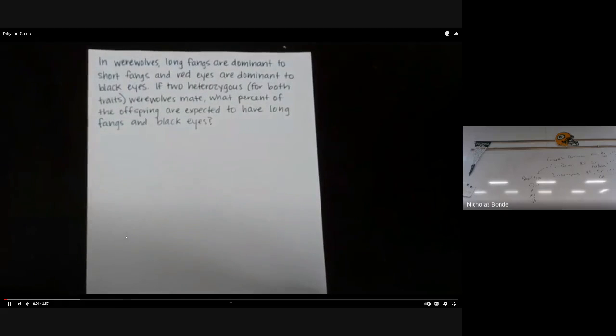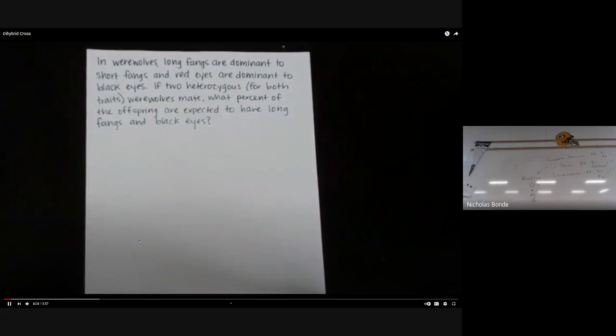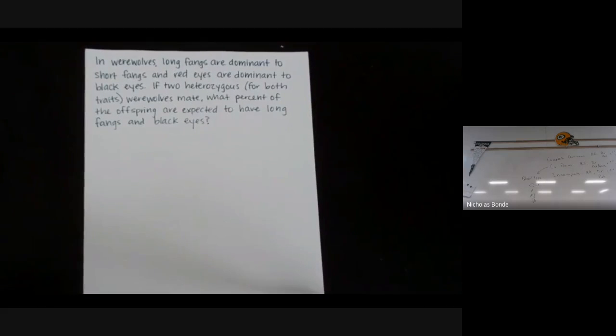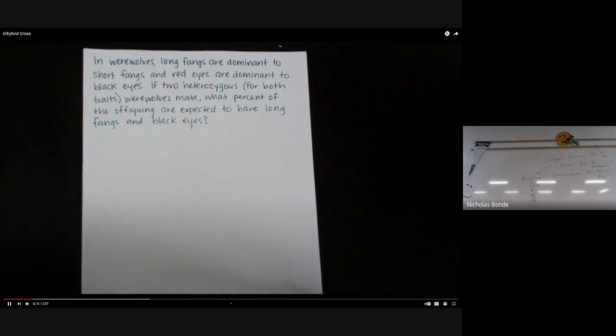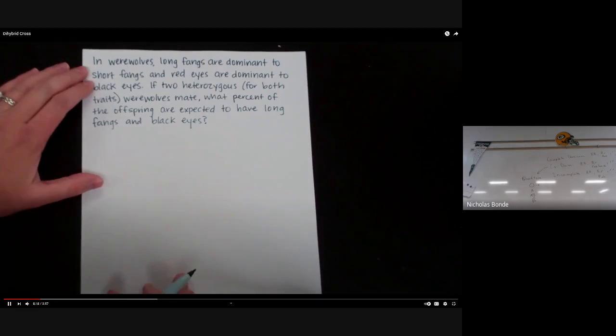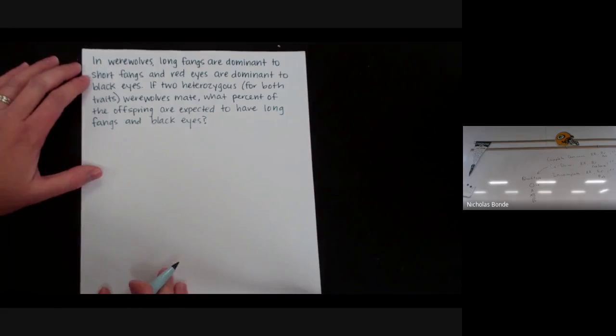In werewolves, long fangs are dominant to short fangs, and red eyes are dominant to black eyes. If 2 heterozygous for both traits werewolves mate, what percent of the offspring are expected to have long fangs and black eyes?